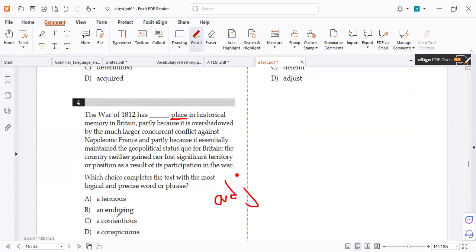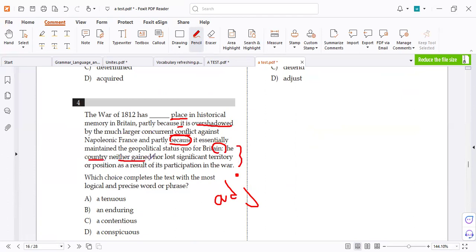Is it enduring, keeping forever, lasting? How? He said here because it is overshadowed. Do you know overshadow? Something not there. If you don't know, read. He said overshadowed by much of the larger concurrent conflict. We have conflict between two things. It does not make sense. Look, he used the cause and effect. It essentially maintains the geopolitical status quo for Britain, calling to explain more again.